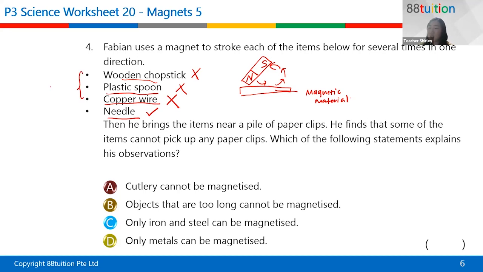Now, these 3 are non-magnetic. Okay, so since they are non-magnetic, they will not be able to be stroked into becoming a magnet. Yeah, but the needle, okay, the needle is magnetic. So the needle can be stroked. Okay, so what are your magnetic materials? Let me just recall, and for the sake of Peng Yun, since Peng Yun has not done magnets before, there are 4 magnetic materials that you need to remember.